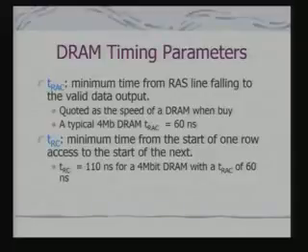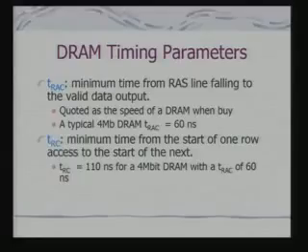Now let us look at DRAM timing parameters. Obviously these timing parameters would be related to RAS and CAS signals. TRAC is the minimum time from the RAS line falling to the valid data output. It is quoted as the speed of a DRAM when you buy. A typical 4 Mbit DRAM TRAC could be 60 nanoseconds.